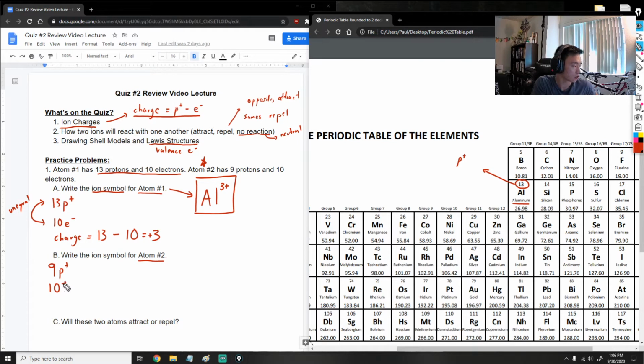Okay, so what we're going to do is go on the periodic table and look for the atom that has 9 protons. It should be the element with the 9 on the top, and it looks like it's right here. So the element that has 9 protons is fluorine, and the symbol is F.